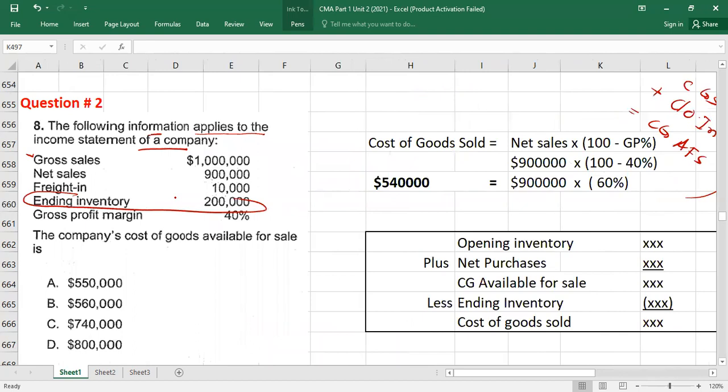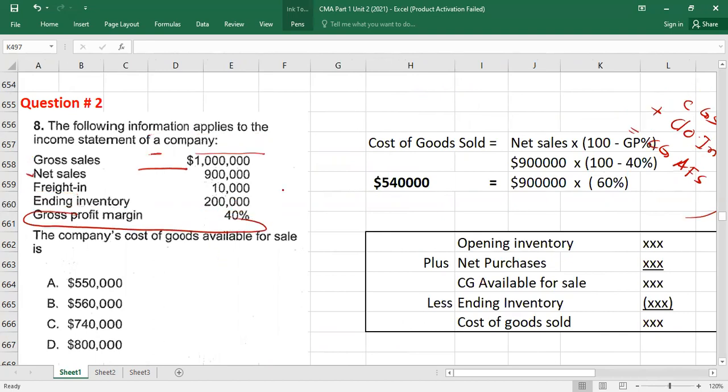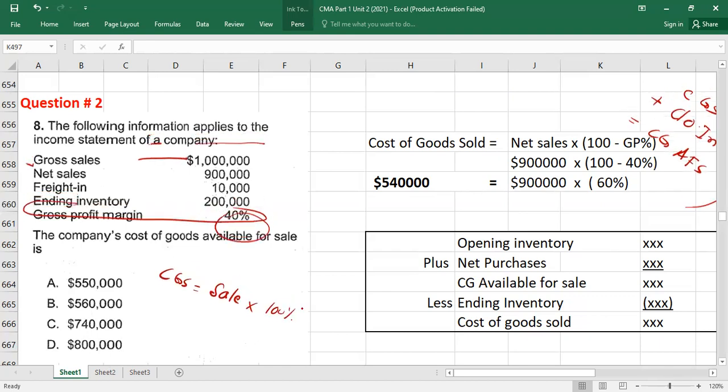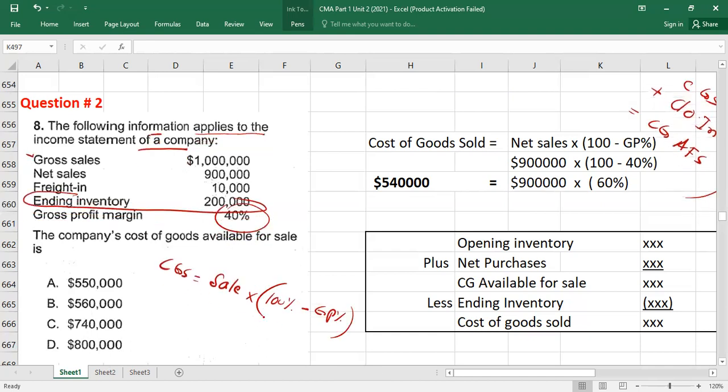We only need to get cost of goods sold now. How will you get cost of goods sold? He told you the GP percentage. Do you remember? Cost of goods sold will be equal to the value of sales. Don't take gross sales. Take net sales, the final value of sale. Right? Multiply by 100, which is sale, minus GP percentage. So what is the net sale value?